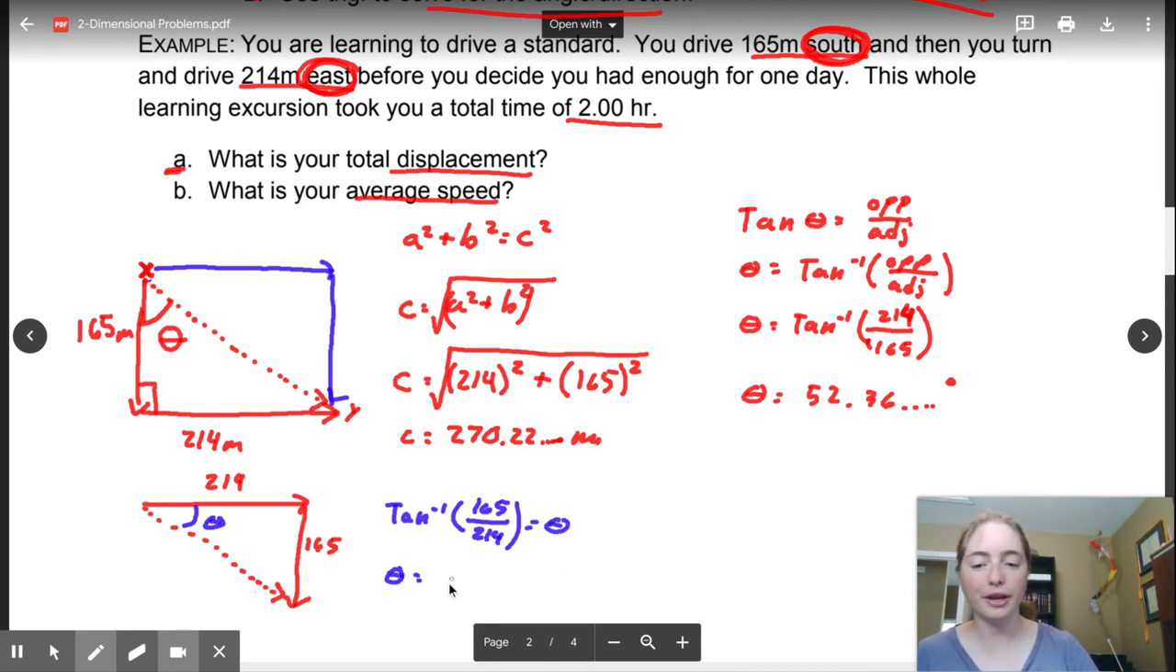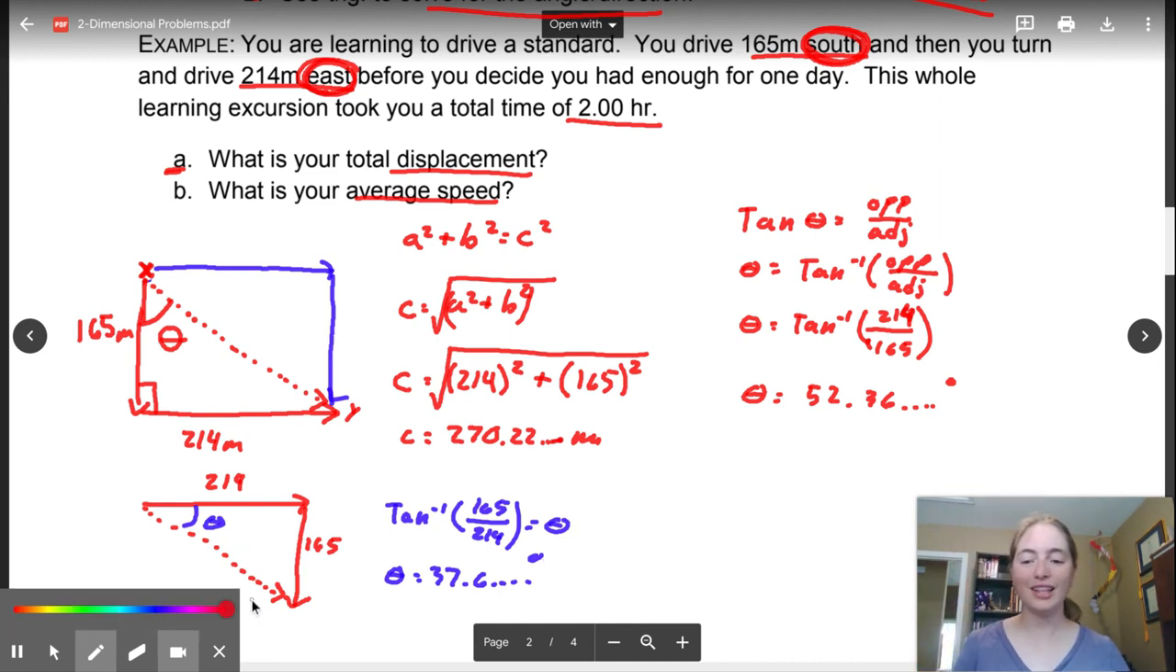For blue theta, once you plunk that into your calculator, you're going to get 37.6 ... degrees. Well, how can both answers be right, you ask? The reference. Think back to the video we did on the introduction to 2D, how you can reference an angle in two different ways and still get the same value or same meaning. Well, that's what's going to happen here.